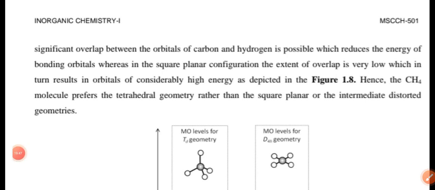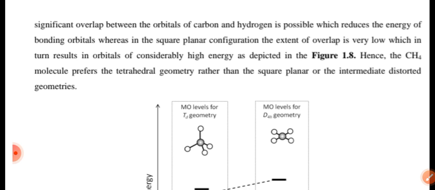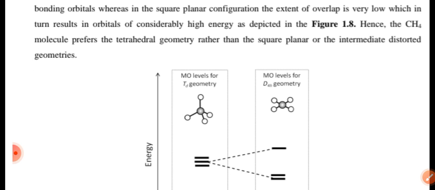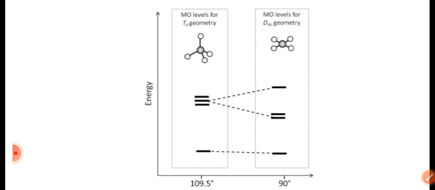Significant overlap between the orbitals of carbon and hydrogen is possible, which reduces the energy of the bonding orbitals, whereas in the square planar configuration, the extent of overlap is very low, which in turn results in orbitals of considerably high energy, as depicted in figure 1.8. Hence, the methane molecule prefers the tetrahedral geometry rather than square planar or intermediate distorted geometry.